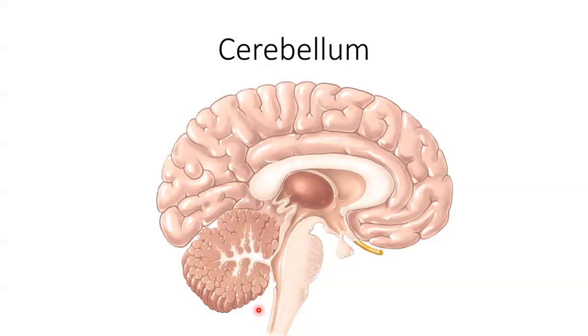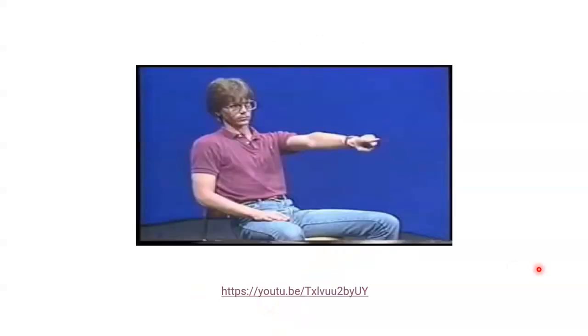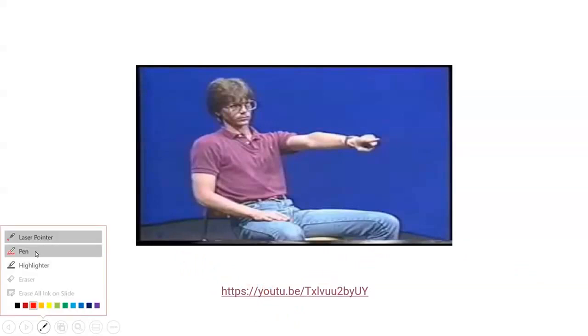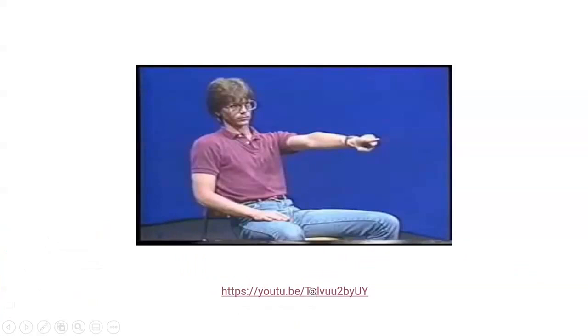Now, the cerebellum receives information from sensory systems, the spinal cord, and other parts of the brain, and then it uses that information to regulate motor movements. So the cerebellum coordinates voluntary movements such as your posture, balance, coordination, and speech. And it's what allows us to have smooth, coordinated, balanced muscular activity. So I think the best way to describe the function of the cerebellum is to actually show you a video of what happens when the cerebellum is functioning incorrectly.